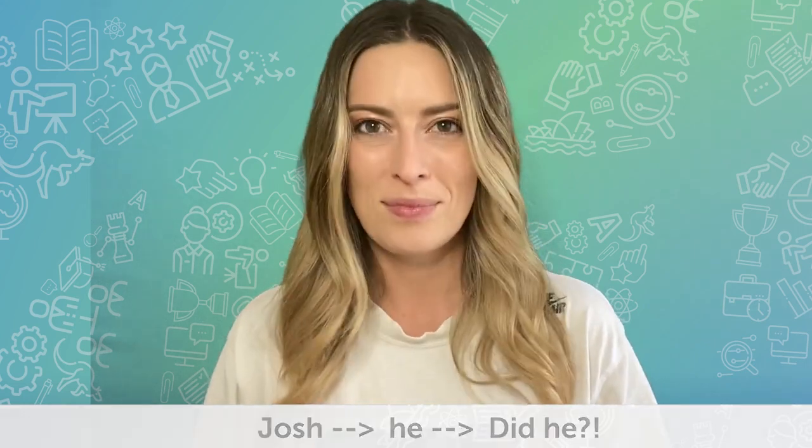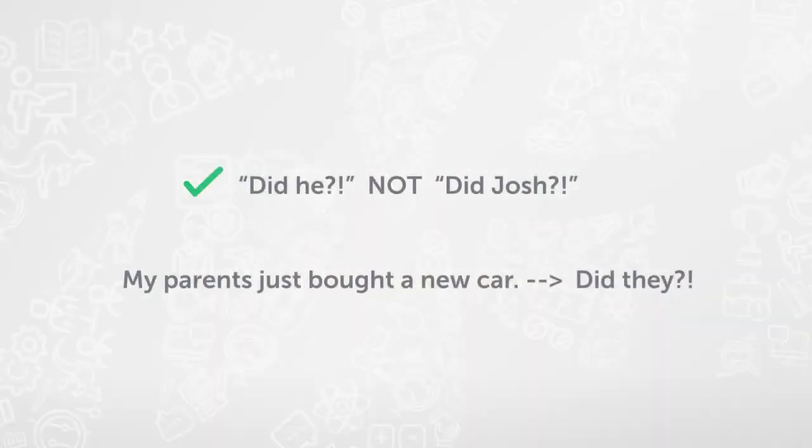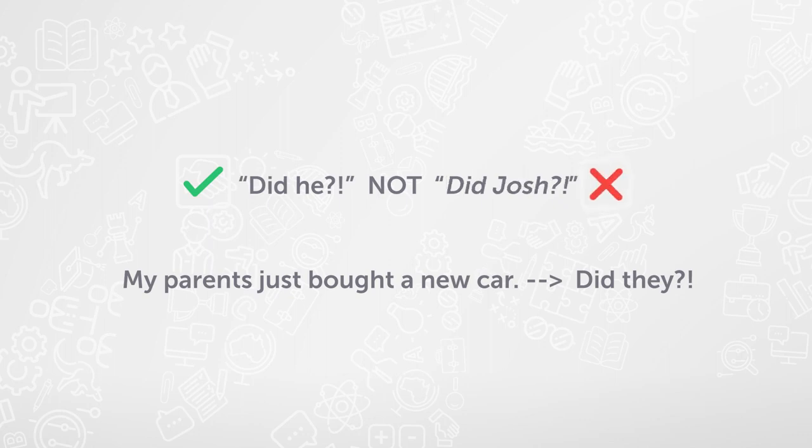And so on. Just a little note here. In these short questions, we only use words like I, you, he, she, we, they, never people's names. So my response here can only be did he, not did Josh. Or if my friend says, "My parents just bought a new car," I could say, "Did they?" and so on. Great. Let's look at what happens with the verb to be now.